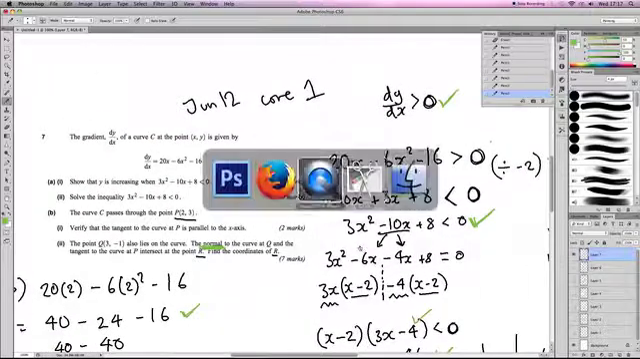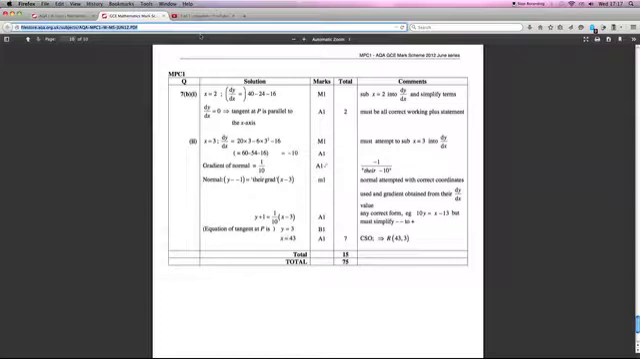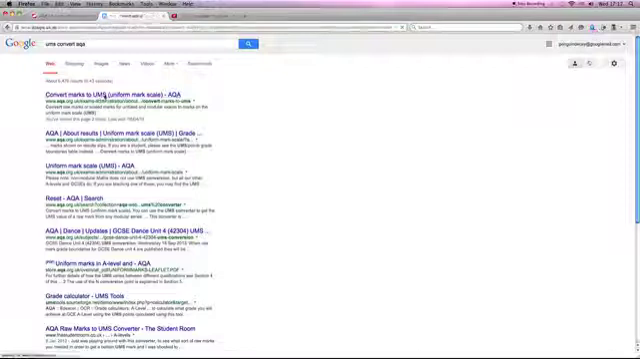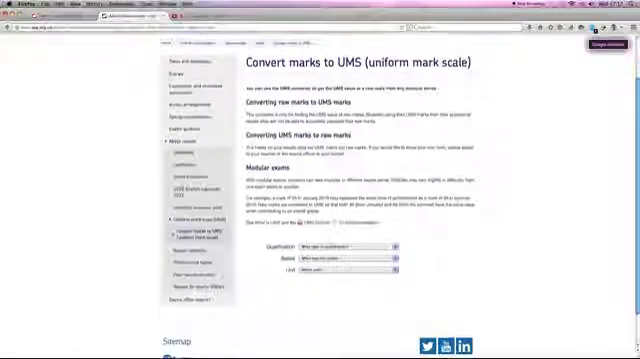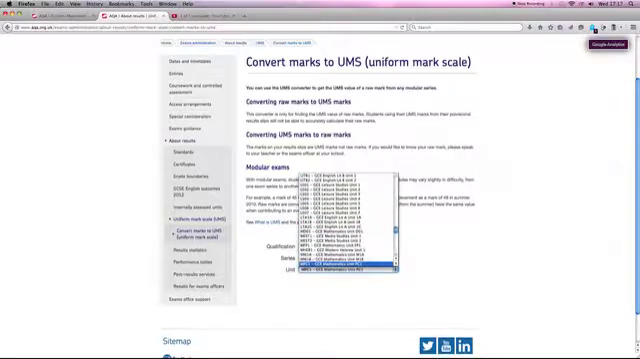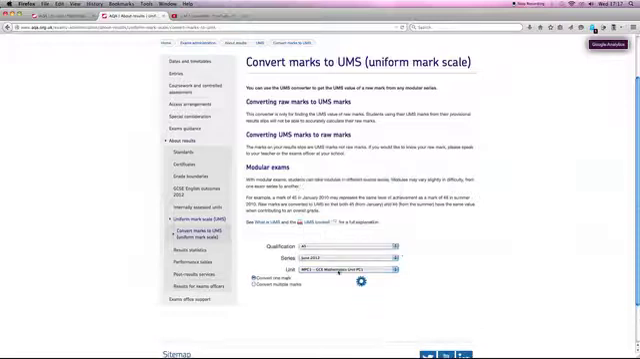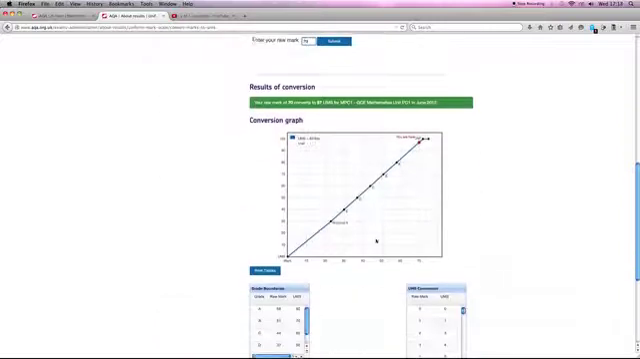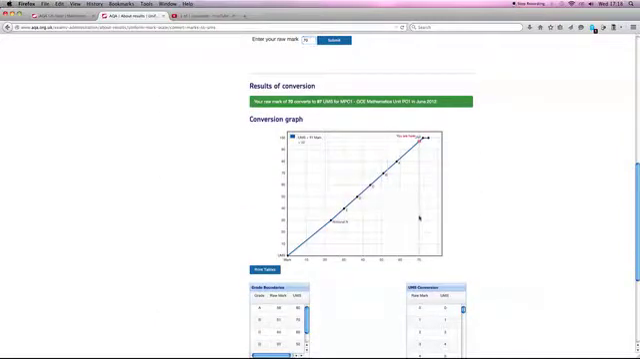Again, go to Google, type in UMS converter, AQA. My internet's slow. It's slow. UMS converter, UMS. Convert my marks. So yeah, if you are doing AS, I don't know, you want to do June 12. You want to type in MP, and that first one will be core 1, so stick with it. Convert your mark. I think I got 70. I think that's a rough estimate. And according to this, I got 97 UMS, so I got 97%.